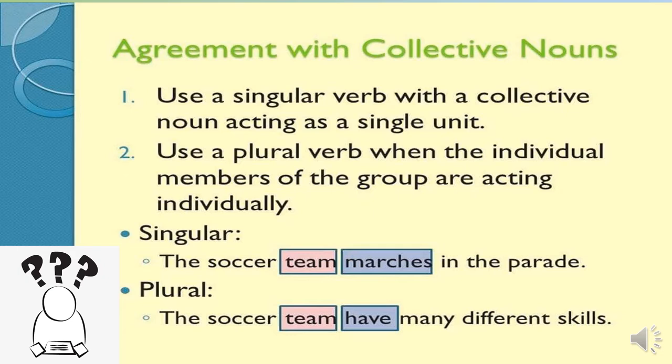So you can see the example here. The soccer team marches in the parade. Here the collective noun, the whole team, is referred to as one, so a singular verb follows. But here, the soccer team have many different skills. Here we are talking about the members of the soccer team who have different skills, so we are talking about plural. So the plural form of the verb, that is have, is followed.